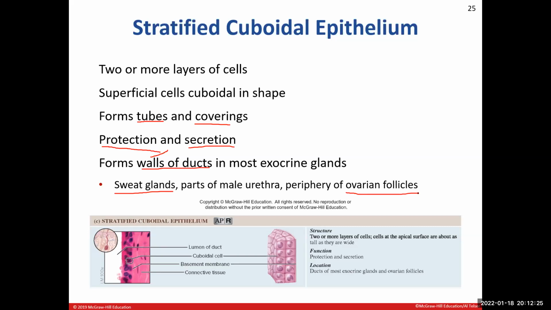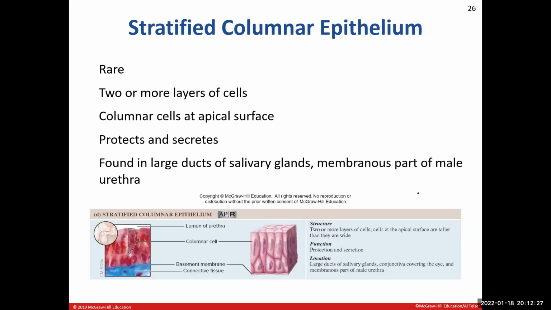But for now, just memorize that. All right, then we have another rare type of columnar epithelium, and that's the stratified columnar epithelium. Two or more layers. The columnar cells are taller than they are wide. Again, its functions are going to be for protection and secretion. So that means we're going to be dealing with glands.